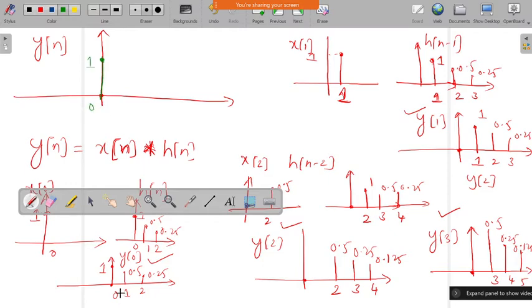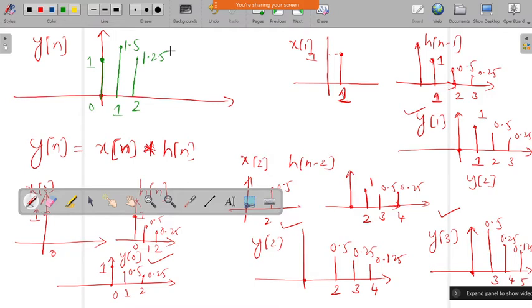Okay. Now at 1 we have y of 1 as well as y of 0. Here it is 0.5 and here it is 1. So 1 plus 0.5 we are going to get 1.5. So now at 1 we will have 1.5. Now at 2, here it is 0.25 and here it is 0.5. So 0.25 plus 0.5, 0.75. Again at 2 here 0.5 is there. So what is the total value? 0.75 plus 0.5, 1.25. So now at 2 you will have 1.25.